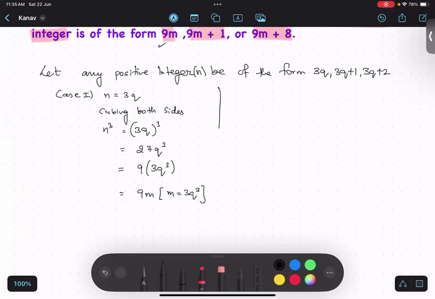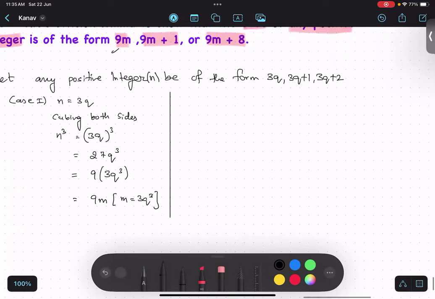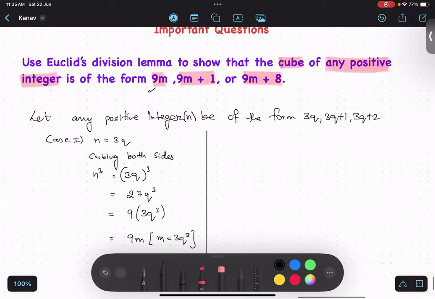Is this thing clear? Now case number 2. Case number 2 will be n equals 3q plus 1. Again, cubing both sides, so n cube equals 3q plus 1 whole cube.